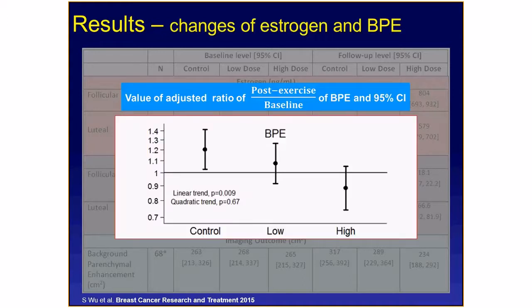So let's look here. This figure shows the ratio of the post divided by the baseline, the pre. If you look at the control group, this value is greater than 1. That means the BPE value after exercise is greater than baseline. For the low-dose group, it's also greater, but lower than this value here. But for the high-dose group, you can see the BPE level after exercise is actually lower than baseline. If BPE has to do with risk, then this may tell you that if you do high-dose exercise, your BPE may decrease, which may indicate a decreased risk.